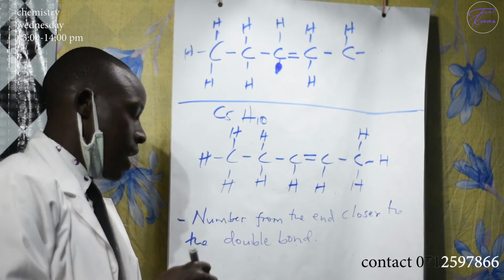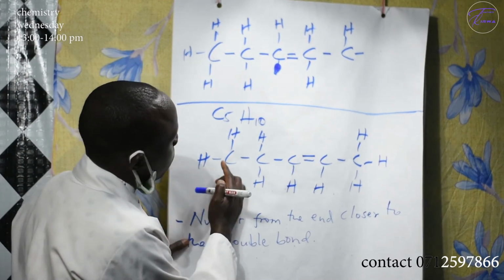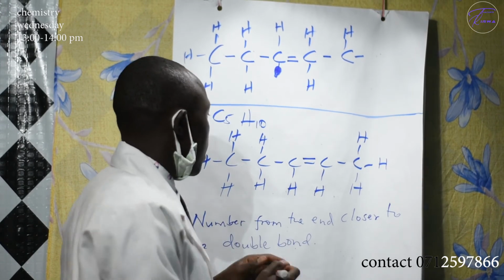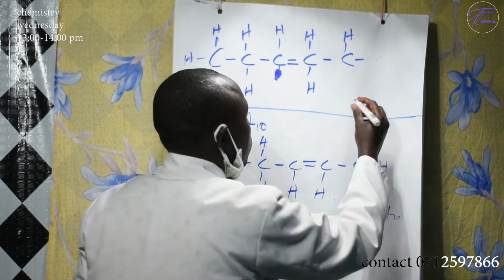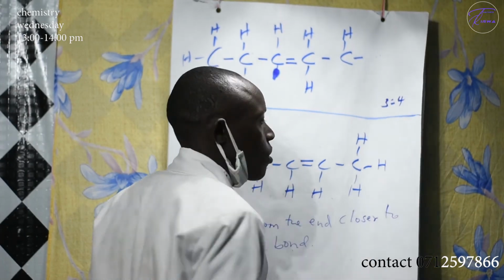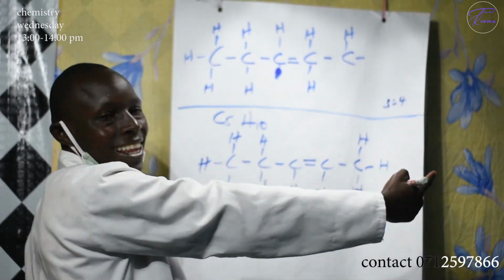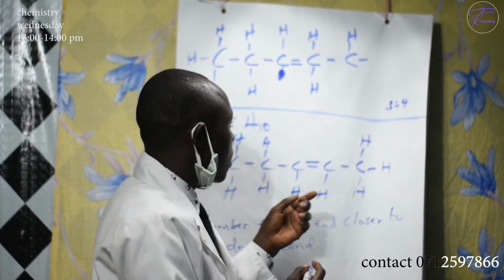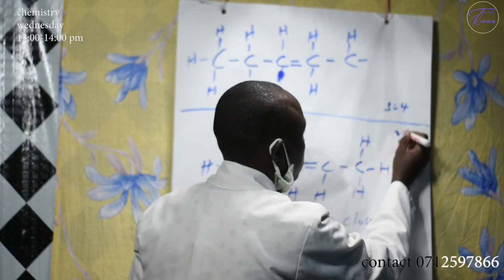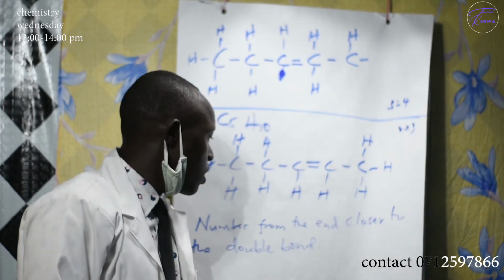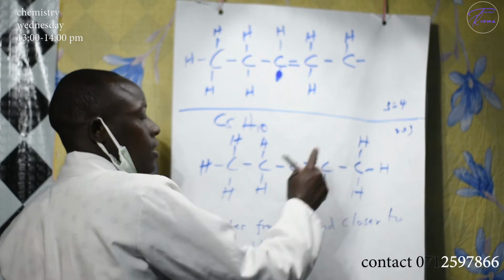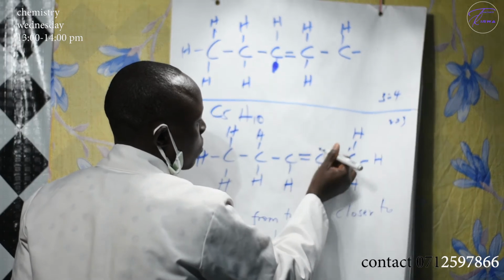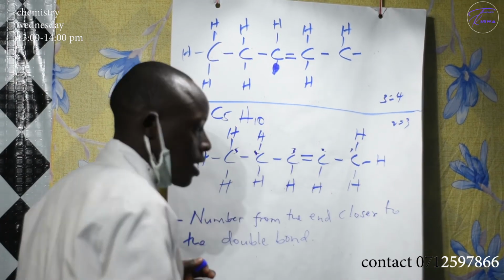Now, let us look at case number 1. When you begin from 1, 2, 3, 4, 5, the double bond is between carbon number 3 and 4. If you begin from the other side, the double bond is between carbon number 2 and 3. So the second case takes the precedence. We begin numbering from here. So this one will be 1, 2, 3, 4, 5.